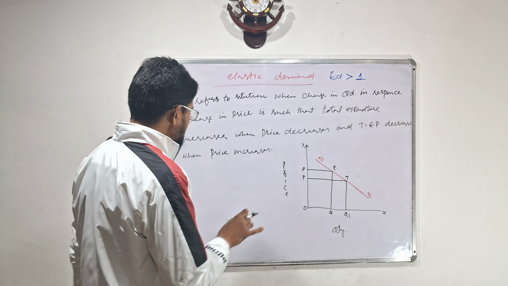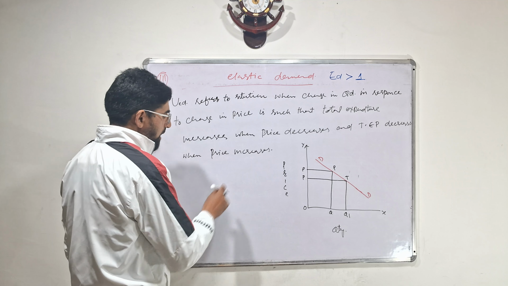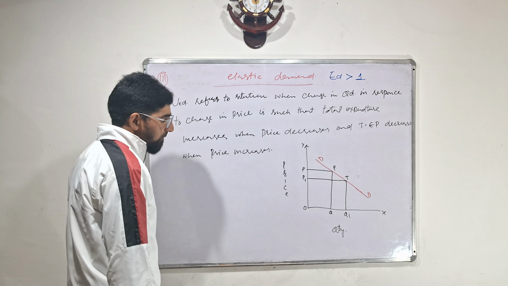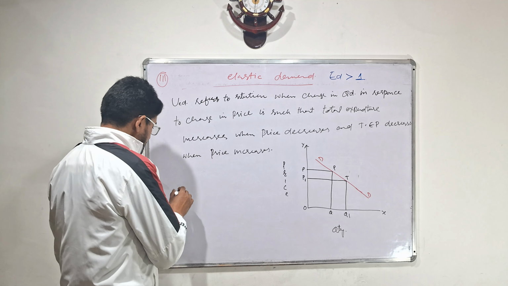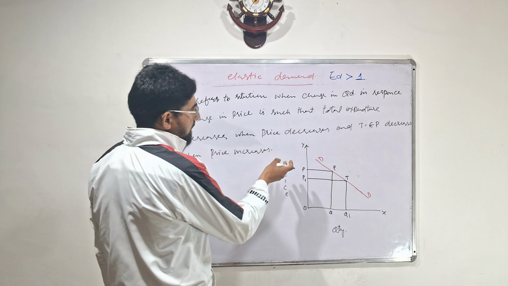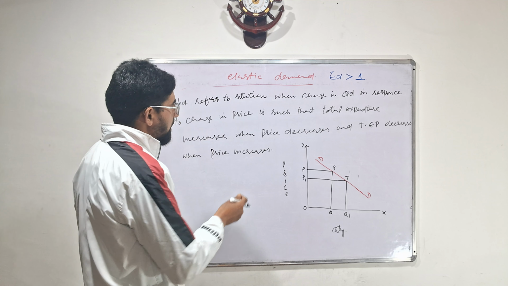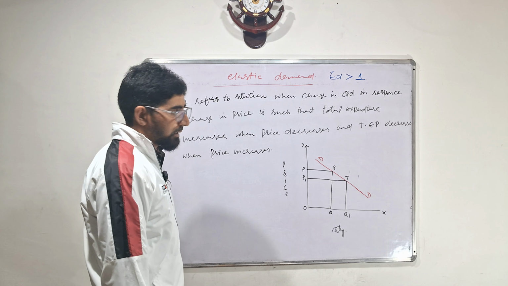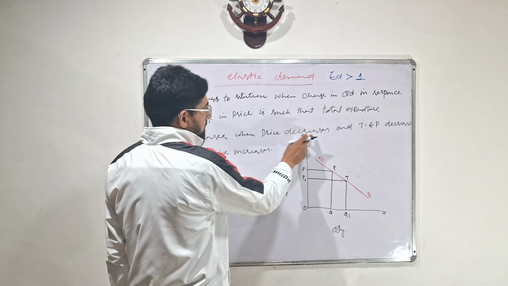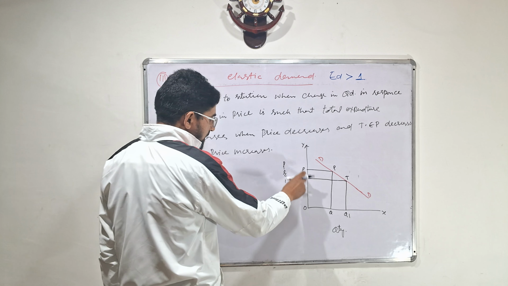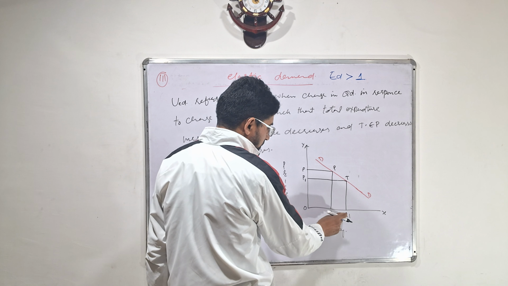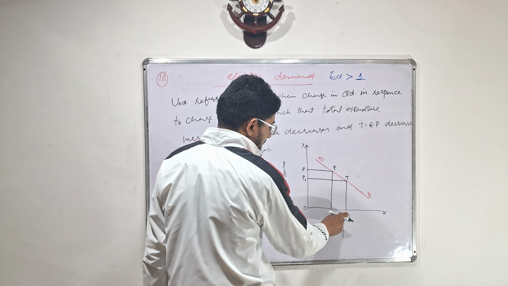Just like previously, I will show that the price has fallen. What this shows us is that total expenditure increases when price decreases. When price decreases from P to P1, quantity increases from Q to Q1 and total expenditure increases. It means the total expenditure spent on goods and services increases.